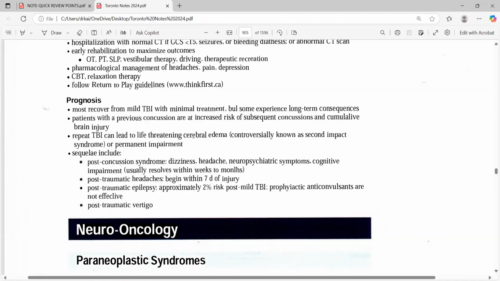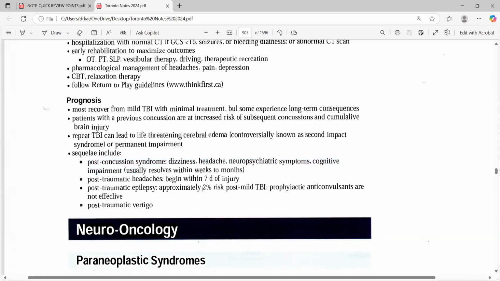So this can be asked. A patient had an injury before and now he's having it again. So what could be the main impact? Cerebral edema. The sequela is basically post-concussion syndrome. What are those? Dizziness, headache. So they can ask you to make a diagnosis of this one.